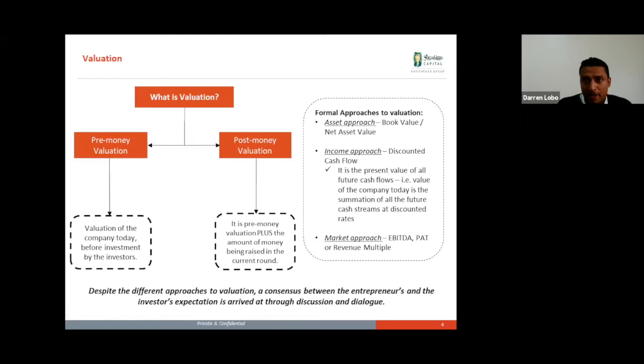And so we had a question earlier on early stage businesses. I've put down a few approaches on the right hand side of the slide. There's the asset approach, the book value approach, which is essentially used for slightly mature businesses. Then there's the DCF approach, which is the income approach, where you discount all the future cash flows of the business using a particular discount rate.